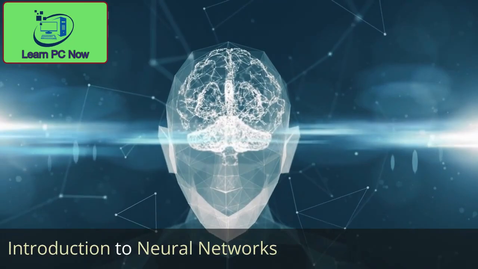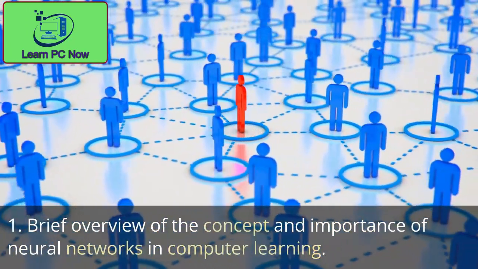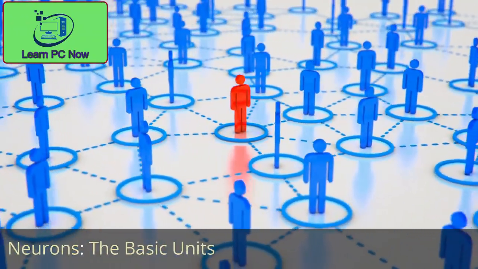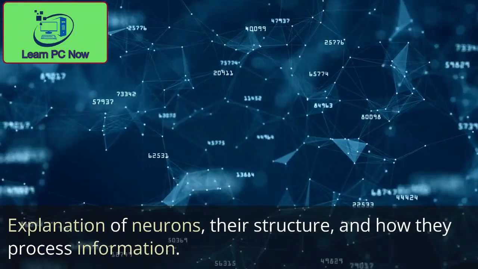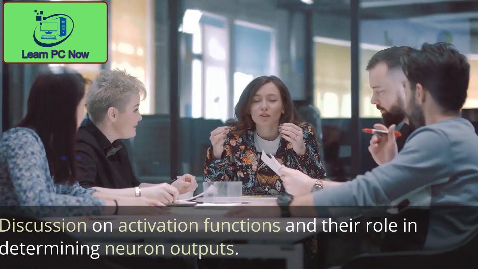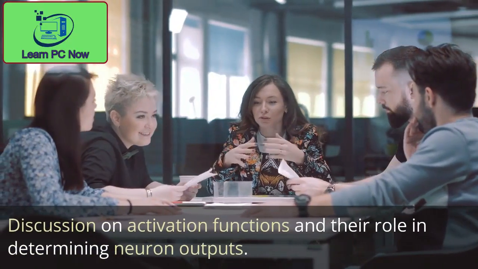Introduction to neural networks. Brief overview of the concept and importance of neural networks in computer learning. Neurons, the basic units. Explanation of neurons, their structure, and how they process information. Discussion on activation functions and their role in determining neuron outputs.